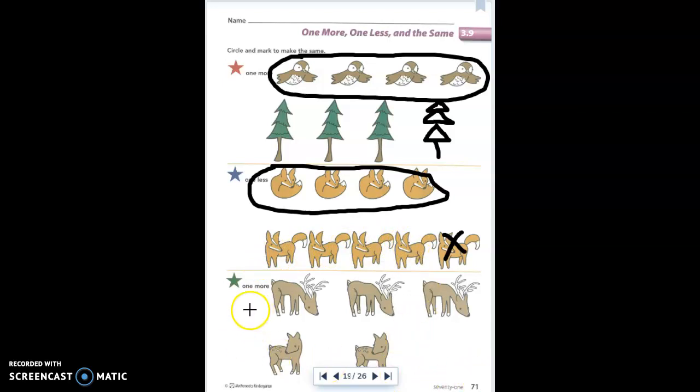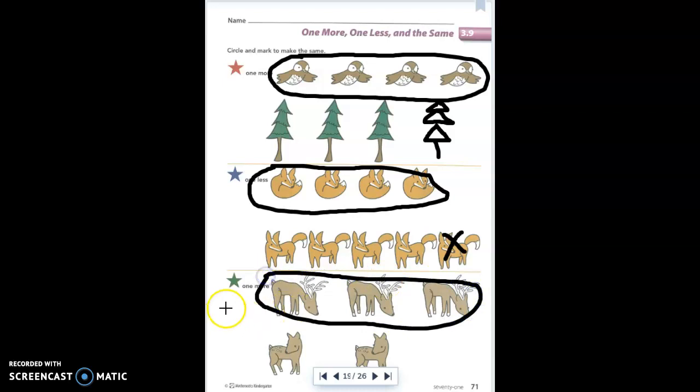Okay, let's go down to the bottom here by the green star. This time they want me to circle the group that has one more. So I have some deer here and some fawn here, and I have 3 of these and 2 of these. 3 is one more than 2, so I am going to circle this group, and in order to make my amounts even, I'm going to have to draw a fawn.